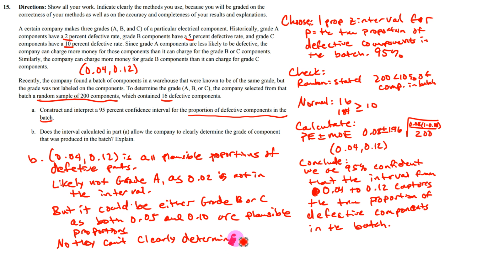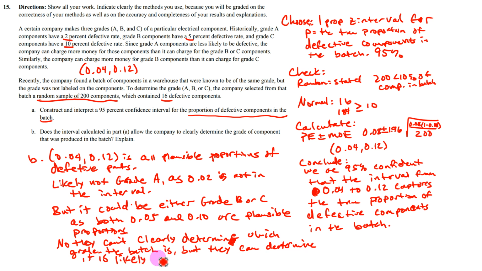which grade the batch is, but they can determine it is likely, and you can say likely not grade A or likely B or C. Likely grade B or C. Something like that. You can't clearly do it, but you can rule out one of them.